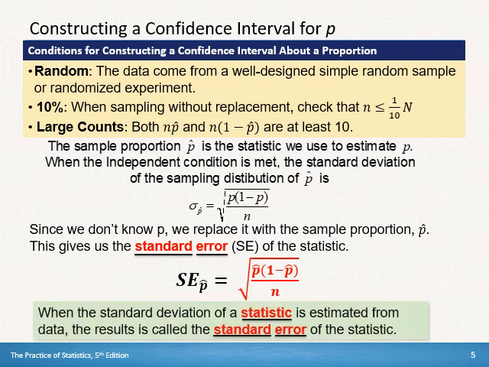All right, so when the standard deviation of a statistic is estimated from the actual data, from the sample data, the result is referred to as a standard error of the statistic. So we're going to see this in section 8.3 as well when we deal with the standard deviation of the sampling distribution of X bar. We're also going to have to use a standard error because we won't know sigma in that case.